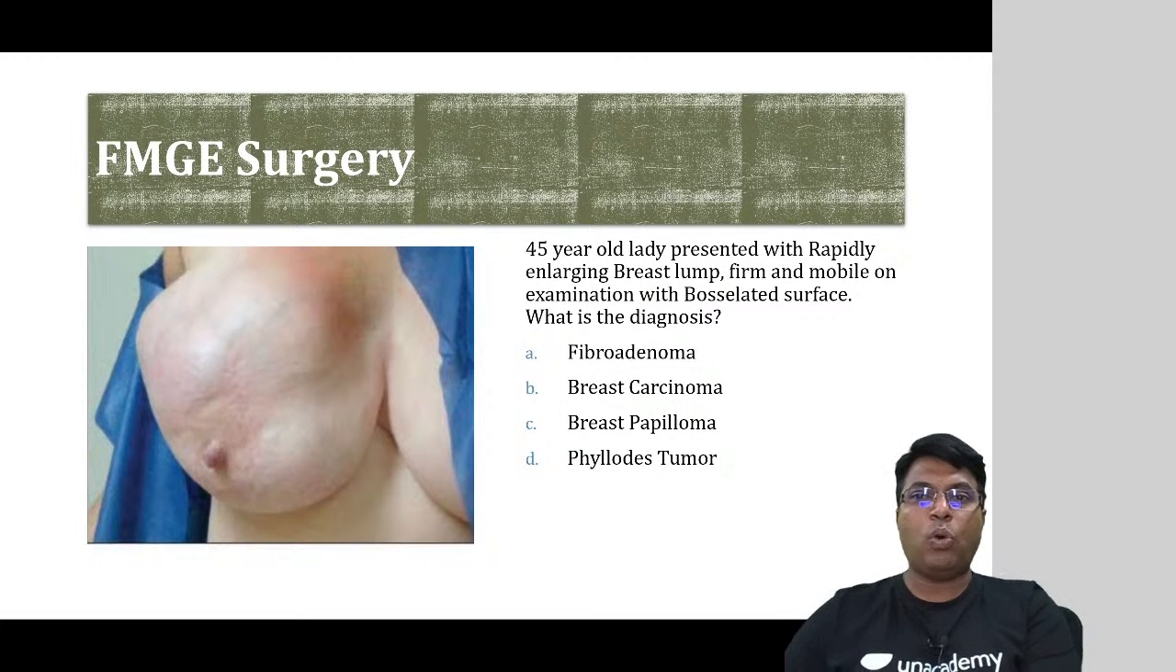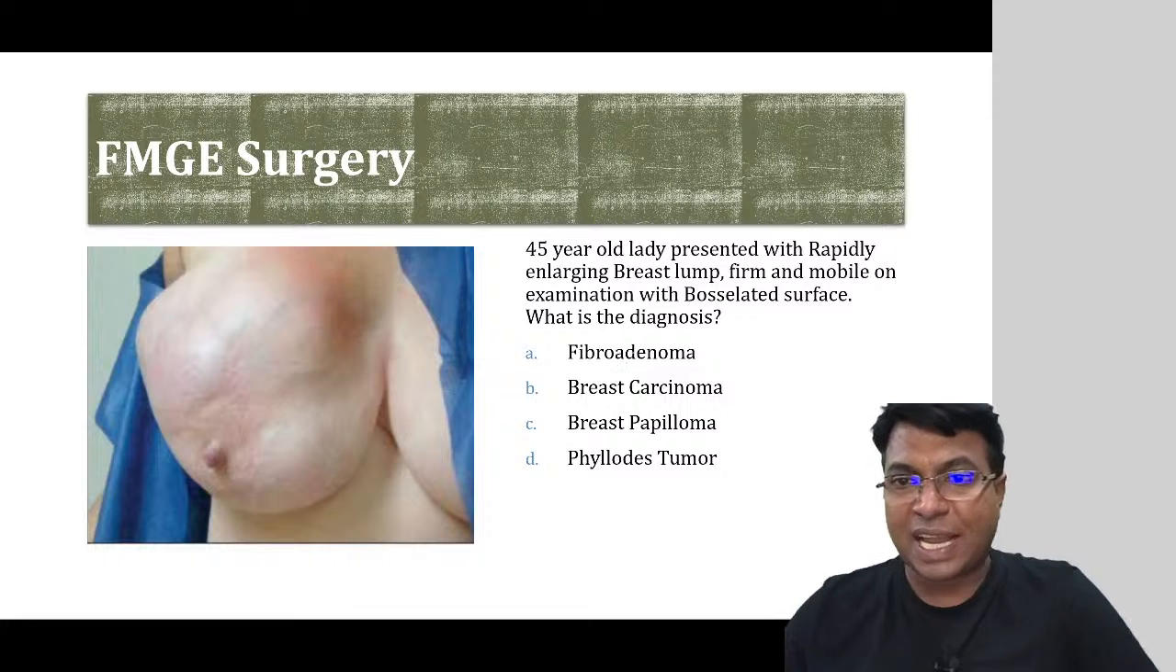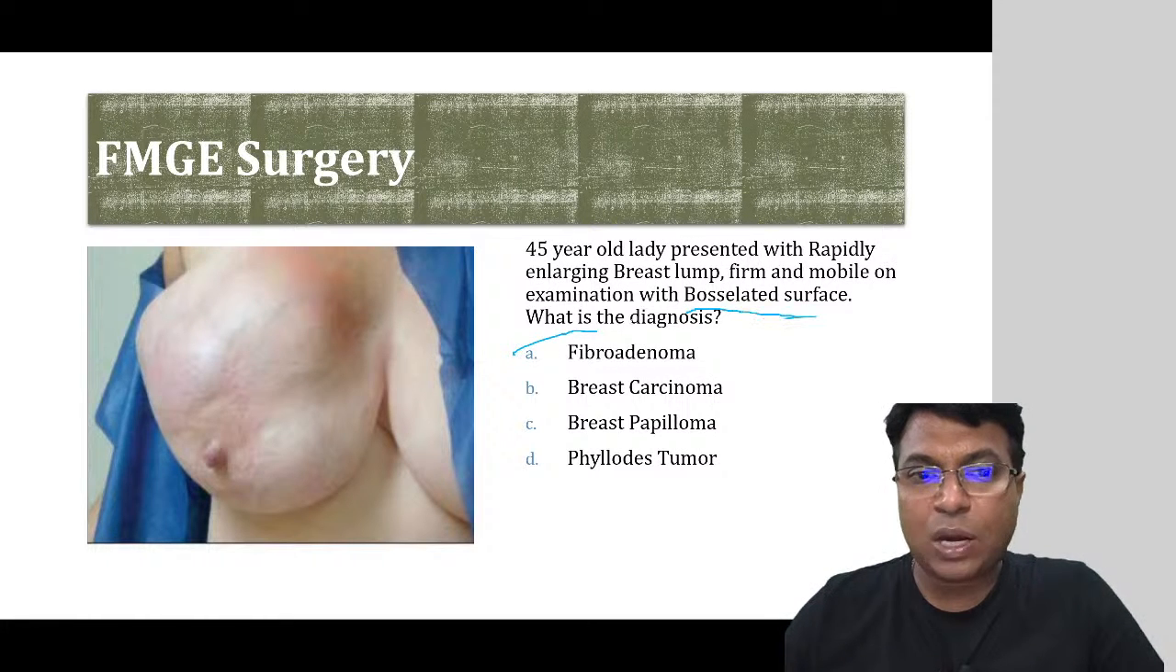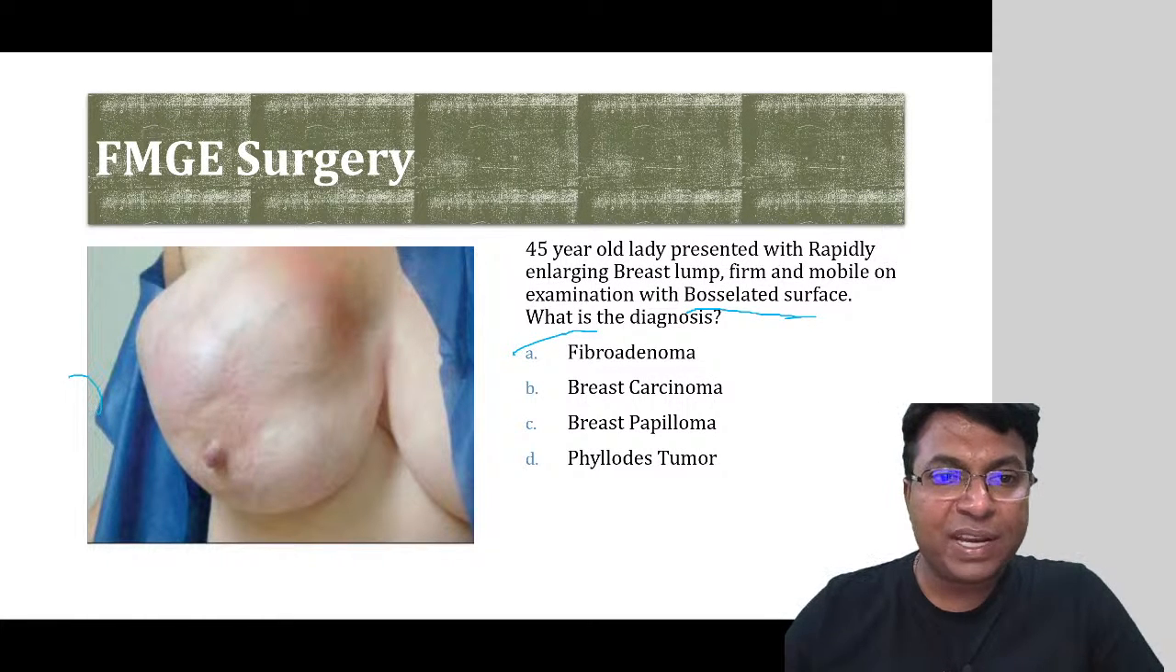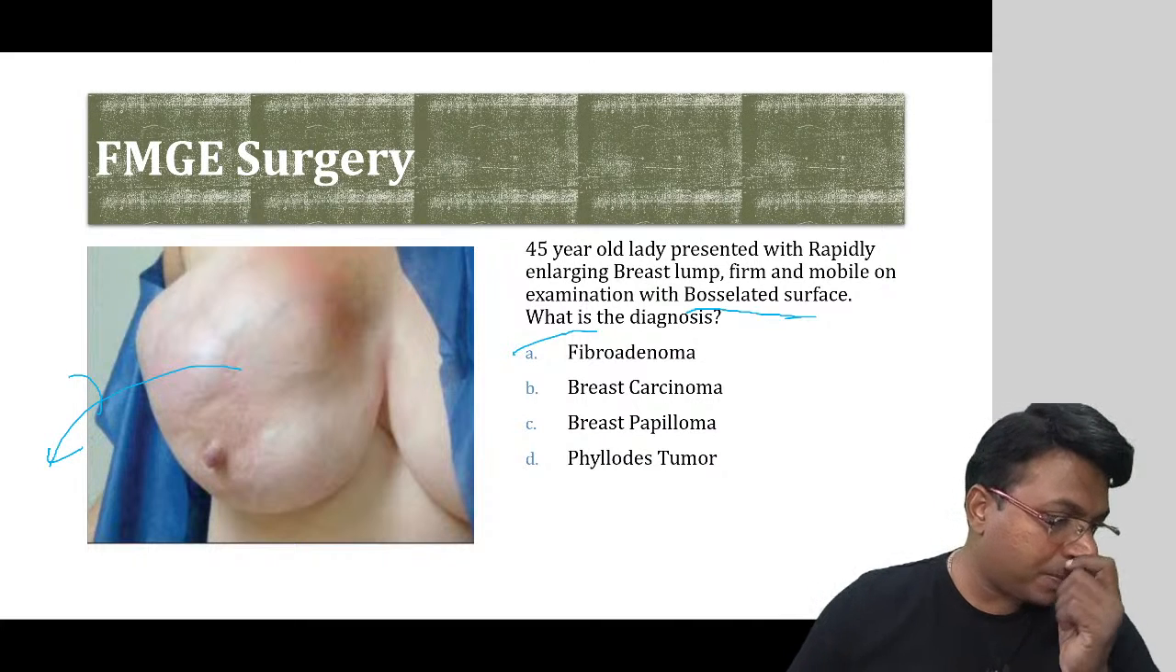So a 45-year-old lady presented with a rapidly enlarging breast lump, firm and mobile on examination with a bosselated surface. That's a catch point. When you get a bosselated irregular surface like this with the dilated veins, all of you know the answer. What is the answer here?